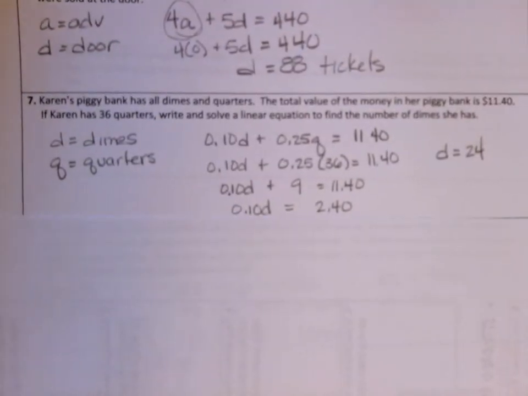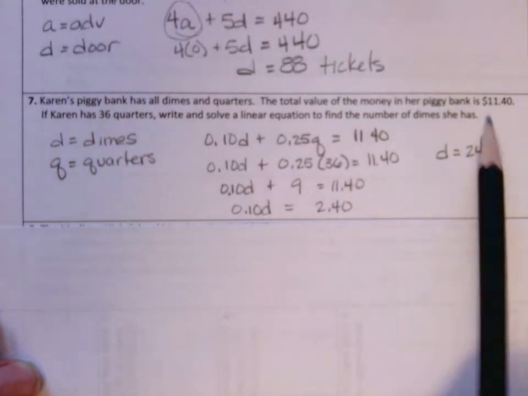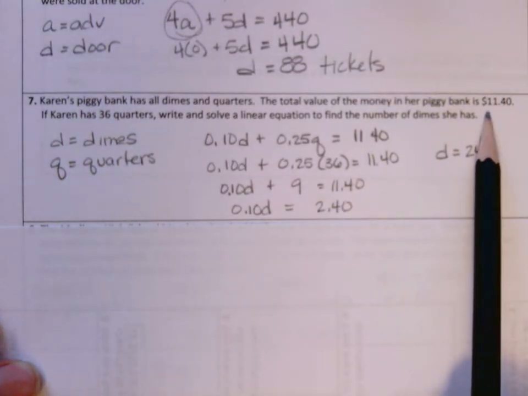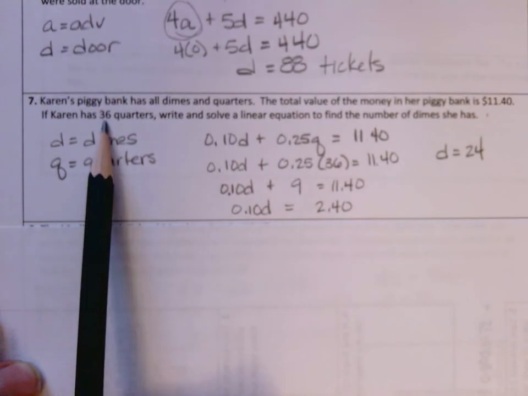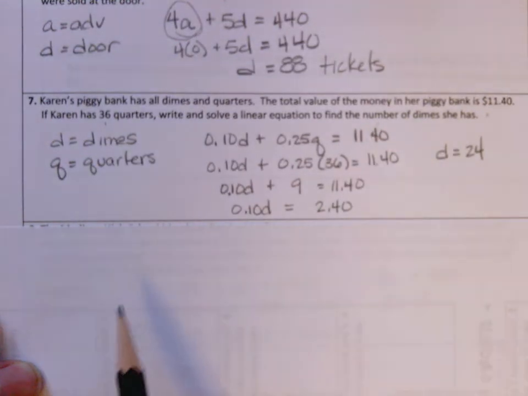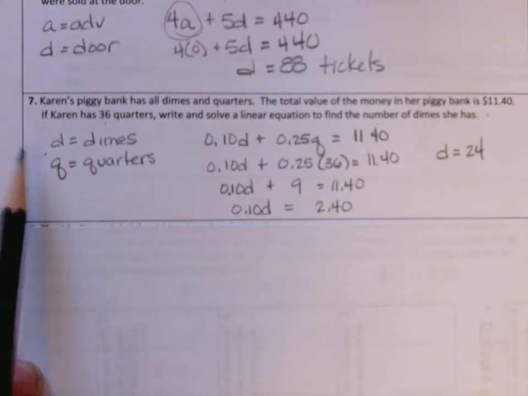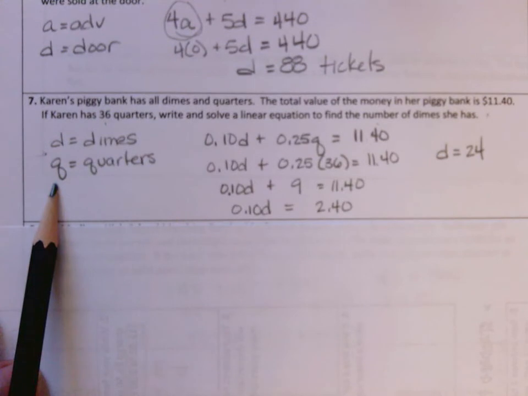Here is the answer to problem number 7. Karen's piggy bank has all dimes and quarters. The total value of money in her piggy bank is $11.40. If she has 36 quarters, write and solve a linear equation to find the number of dimes she has. So I define my variables right here, and you should always do so. She has D dimes and Q quarters.